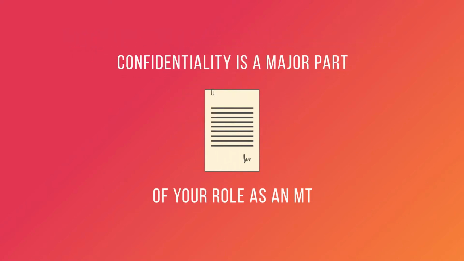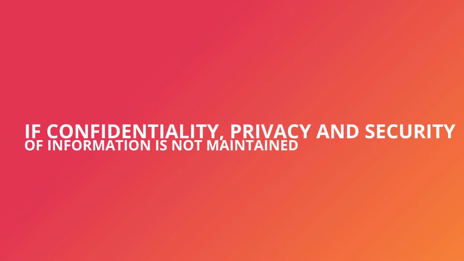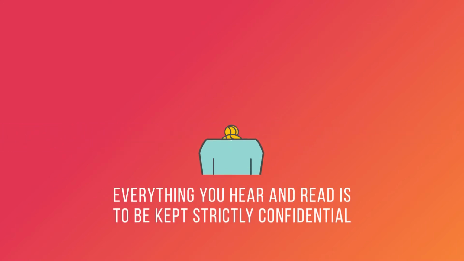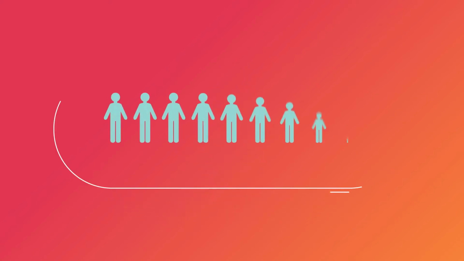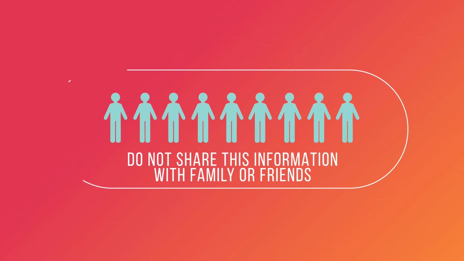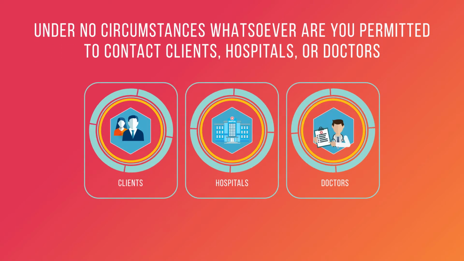The contractor agreement that you have signed requires you to maintain the confidentiality, privacy and security of company information always. Confidentiality is a major part of your role as an MT. Please note that it is a severe breach of contract if confidentiality, privacy and security of information is not maintained. Everything you hear and read is to be kept strictly confidential. Do not share this information with family or friends.